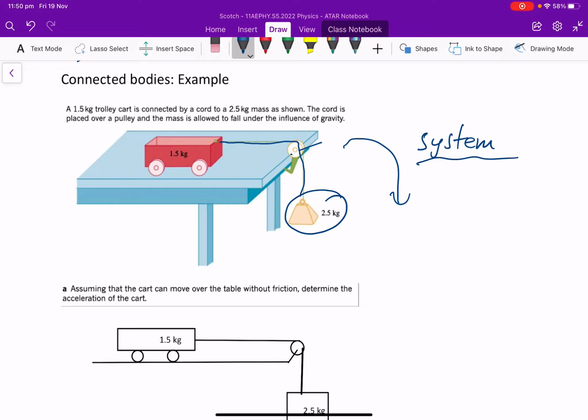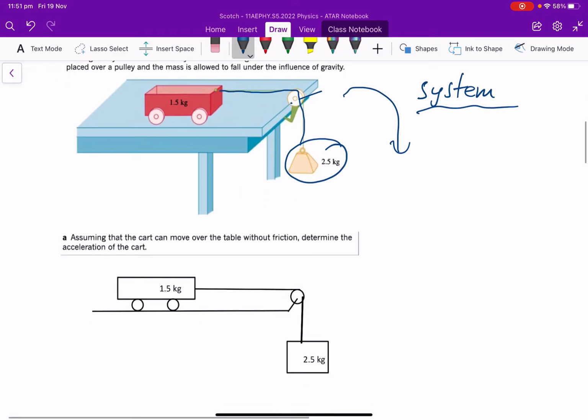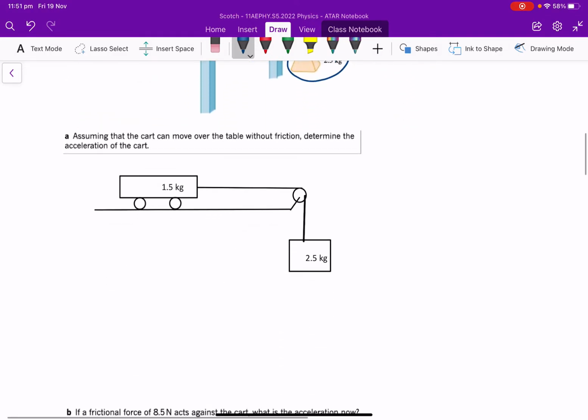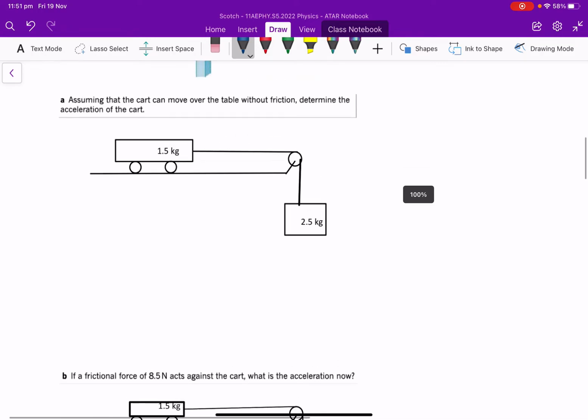So you can imagine a road train as a system, but there'd be a different tension force between the main truck and all the three cars it's towing compared to the force between the second last car and the last car. That'll be the smallest force because that force is only accelerating one of them. Sometimes it's better to simplify a diagram, so I've just redrawn it here.